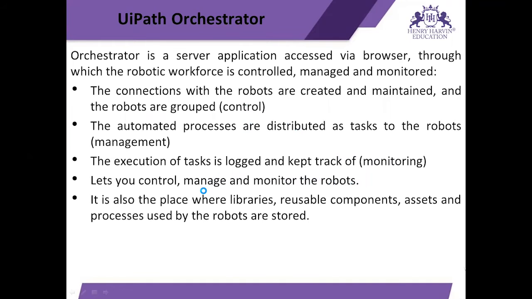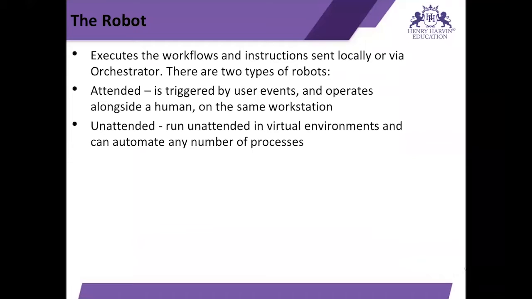Orchestrator also lets you control, manage, and monitor the robots. It is also the place where the libraries, reusable components, assets, and processes used by robots are stored. Now, the third component of UiPath is the robot. It executes the workflow and instructions sent via Orchestrator. There are two types of robots, as you can see on my screen. If you remember, we discussed these two types in the introduction to RPA series: front office robots and back office robots. Also, we have learned these terms: attended and unattended robots.